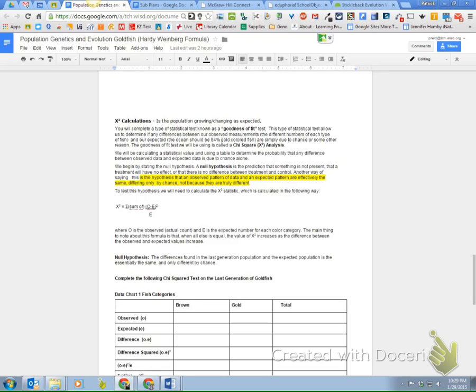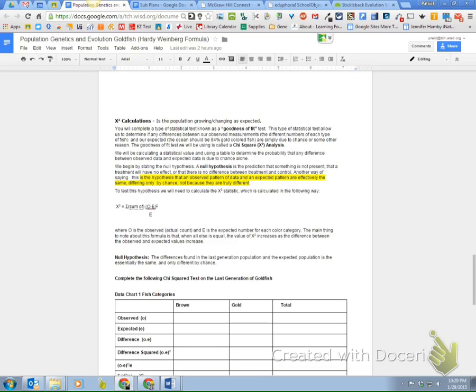So the null hypothesis, and I'll come back to the rest of this, is right here for this one. The differences found in the last generation population of the goldfish and the expected population are essentially the same and only different by chance. Again, we're going to expect this 84%, and the chi-squared is going to tell us whether our null hypothesis is correct or not. Our hypothesis is saying that if there's just a slight difference, it's completely due to chance.